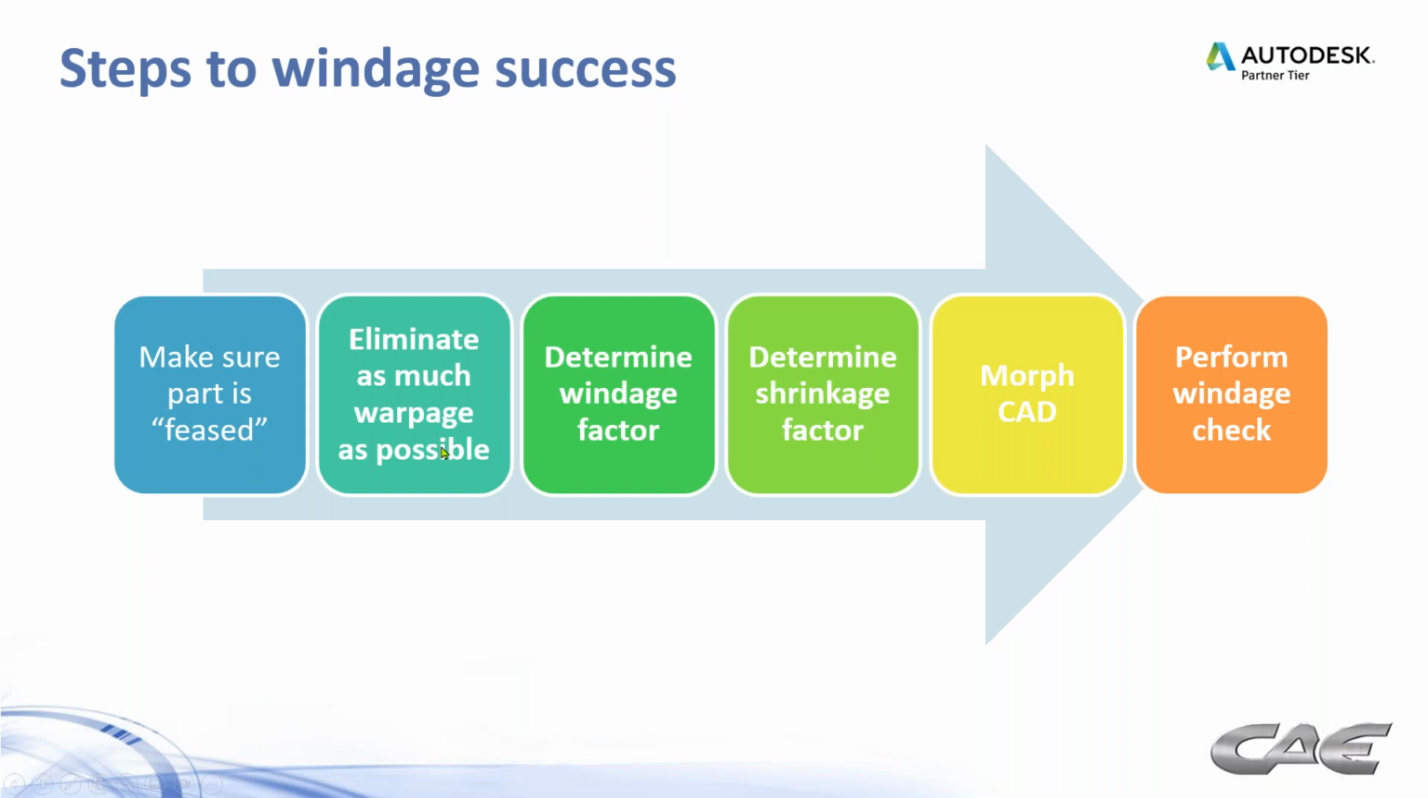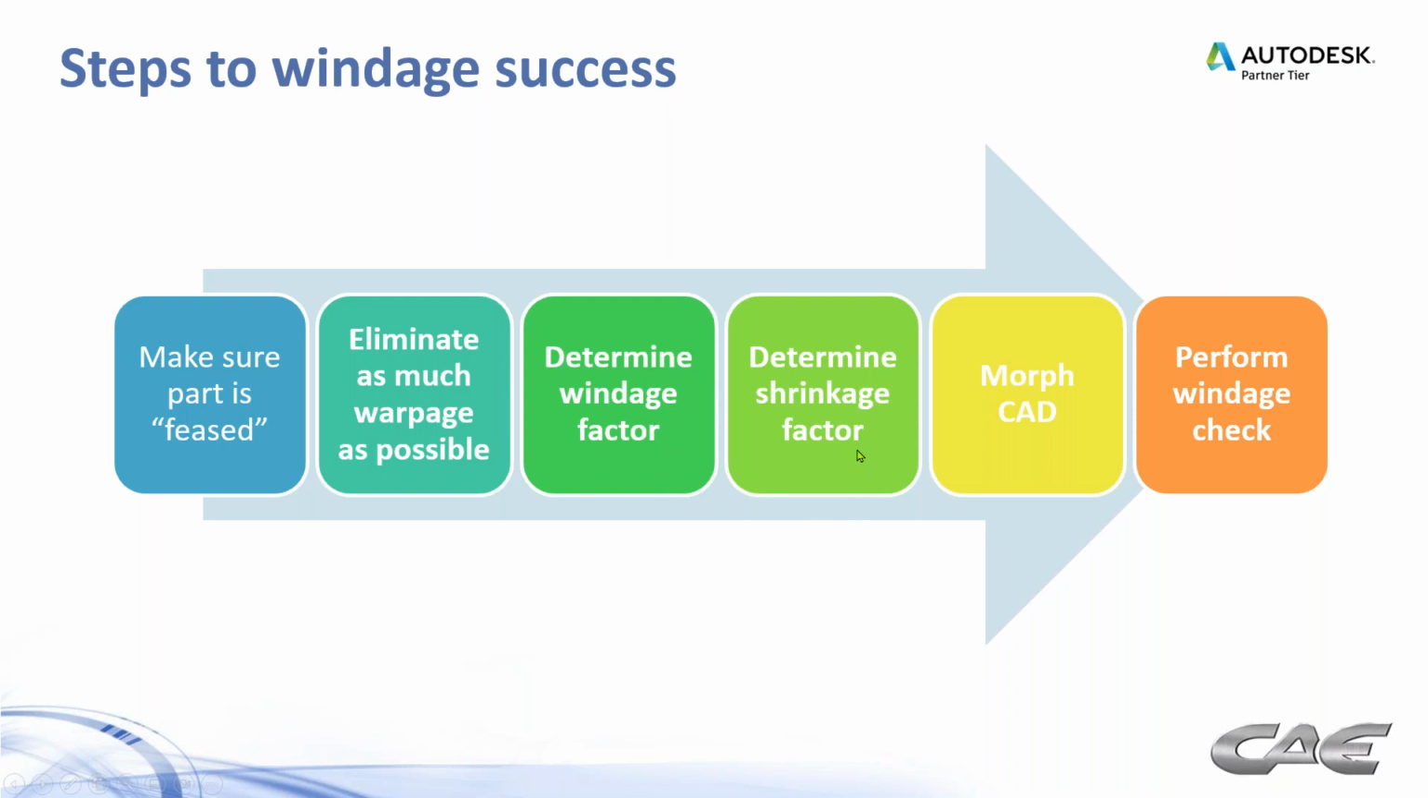Once that's done and we've got all those design issues out, then we want to simulate mold flow and try to eliminate as much warpage as possible through conventional means, right? Part design, maybe add, subtract ribs, what have you. Changing the gating pattern, changing the cooling, all of those things we've covered. From there, we're going to determine a windage factor. How much windage do we need to put in? Is it 100%? Is it 50%? Is it 75%? We've got to run that windage analysis to determine that.